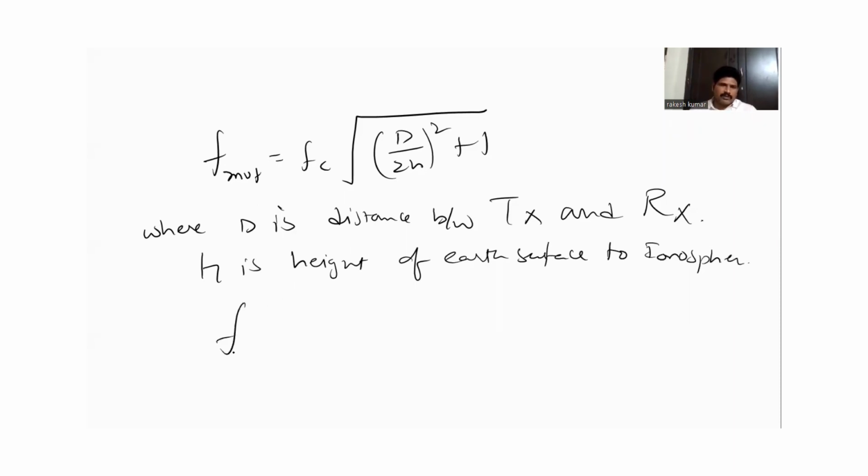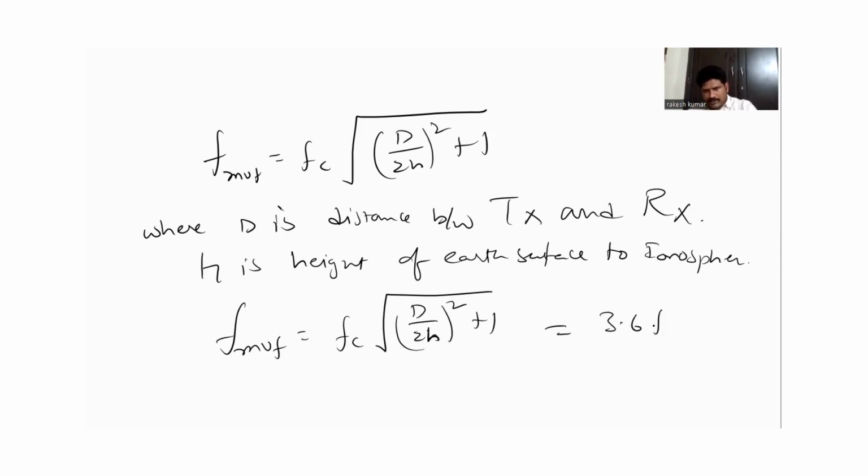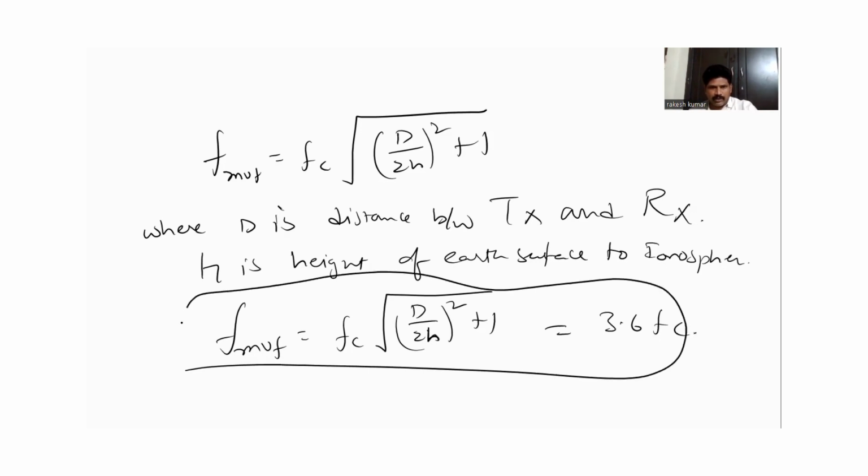So the different expressions for f are f is equal to fc into root of (d by 2h) whole square plus 1, or the other expression is 3.6 fc. These are the different expressions for maximum usable frequency.